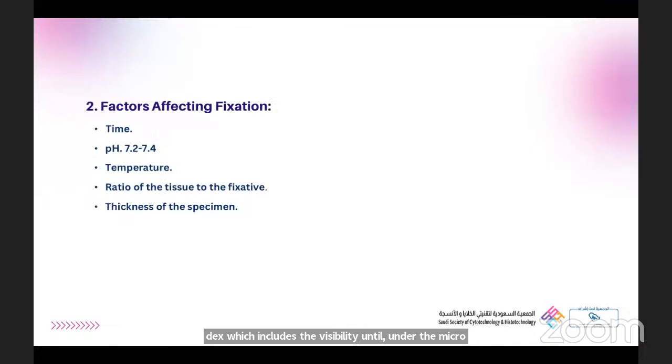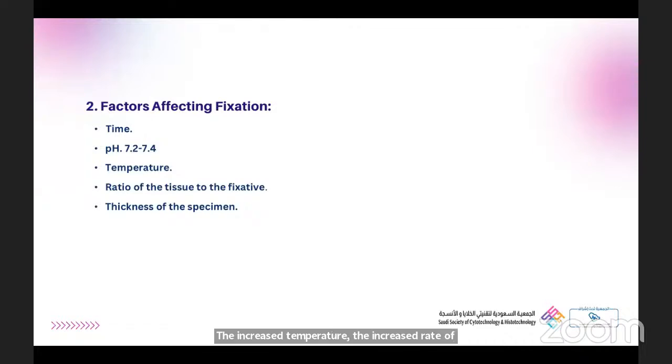The factors affecting fixation. The most important factor I would like to begin with is time. Time is so crucial. As soon as the organ or tissue is removed from the OR, it should be placed in the fixative to prevent post-mortem alteration. Second, we have the pH. The pH for the formaldehyde should be around 7.2 to 7.4. The third factor is temperature. There is a direct relationship between the temperature and the rate of fixation. The increased temperature, the increased rate of fixation.